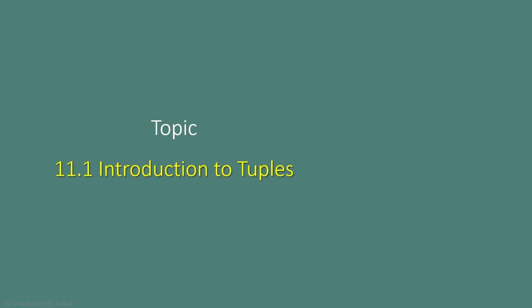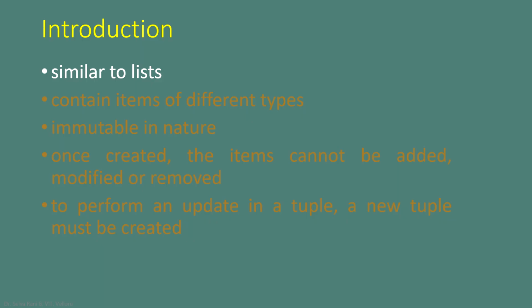In this session, we are going to learn about tuples. A Python tuple is a built-in collection data type and it is used to store multiple items in a single variable, like a list, but it's immutable in nature. A tuple is ordered, immutable, and it allows duplicate values also.